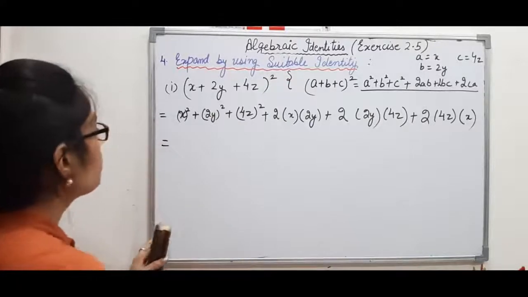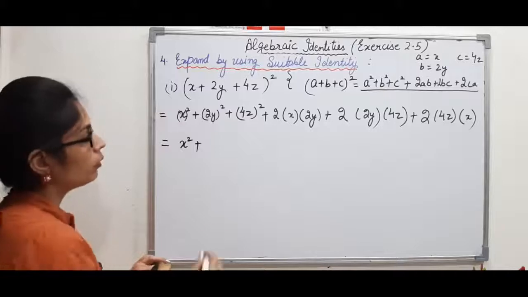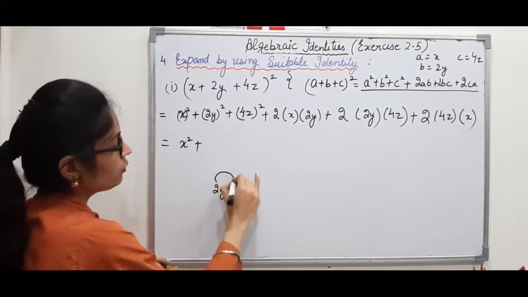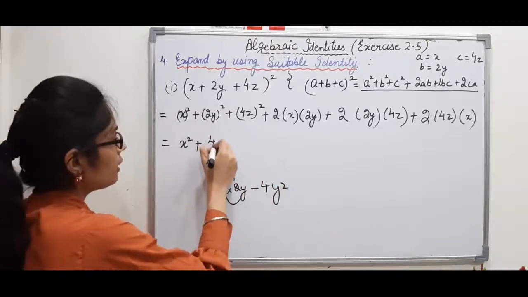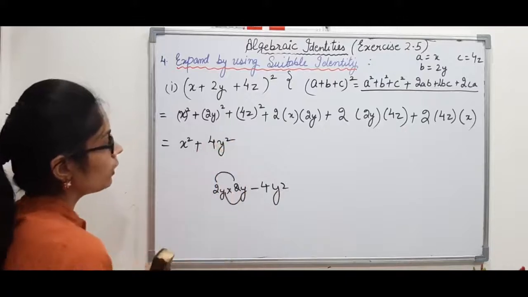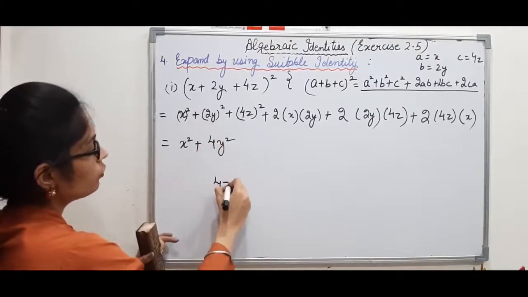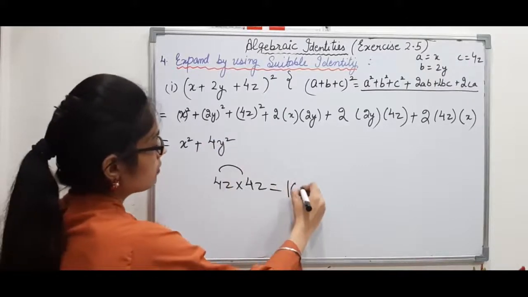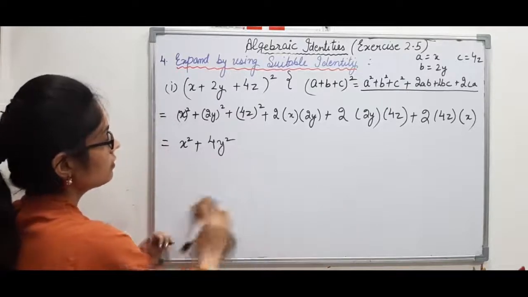Now we can see x square will be equal to x square. (2y) square means 2y into 2y. 2 into 2 is 4, y into y is y square. So (2y) square will be equal to 4y square. (4z) whole square is equal to 4z into 4z. 4 into 4 is 16, z into z is z square. So 16z square.